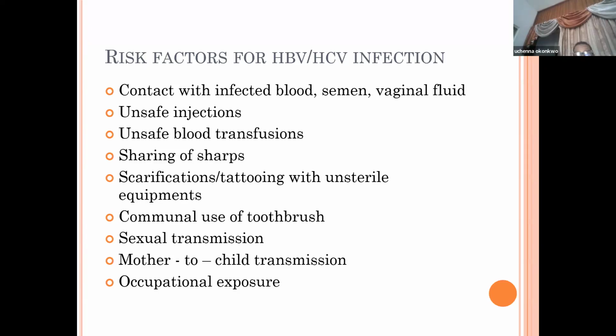Sexual transmission is an important route of transmission, but the good thing about sexual transmission is that it should occur in adults, definitely not in children. And most people who acquire this virus as adults, especially hepatitis B, only about 5% of them go on to develop chronic infection. So for us, mother-to-child transmission, either via vertical transmission or horizontal transmission in under 5s, remains the most common route of transmission. Occupational exposure for healthcare workers, especially, is also a significant means of transmission.